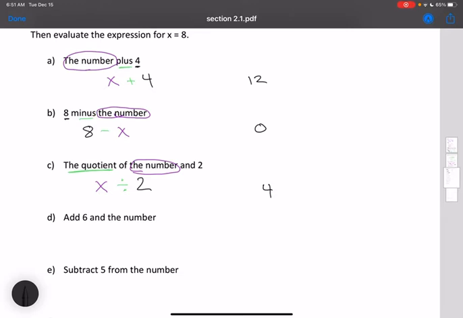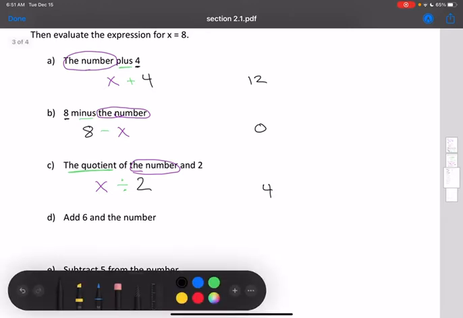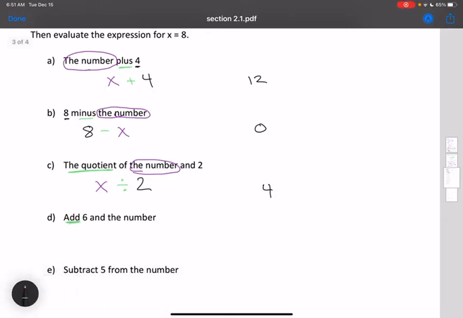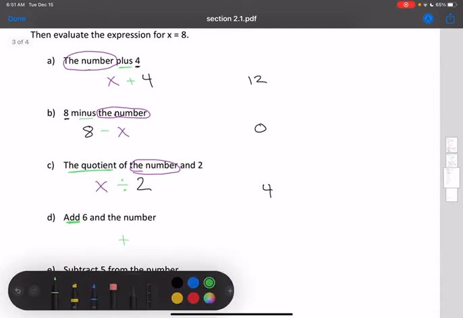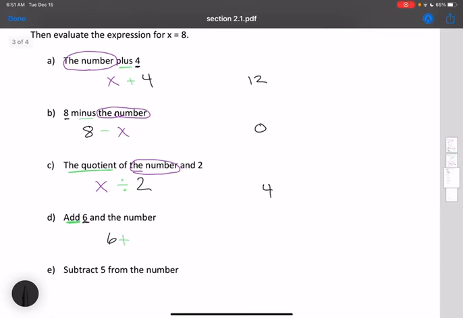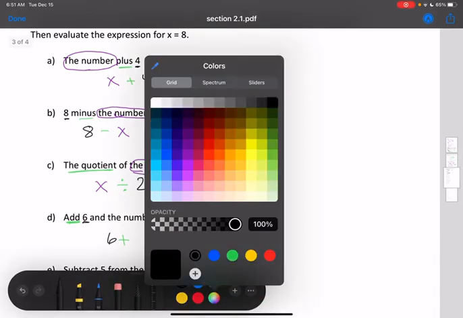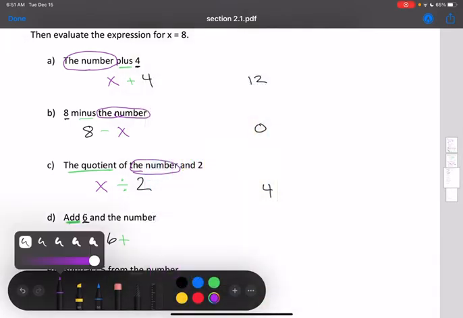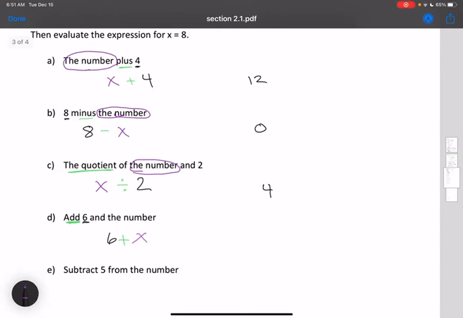Next one, add. So let's get our expression here. Add, so it'd be plus 6 and the number. So that would be 6 plus x.